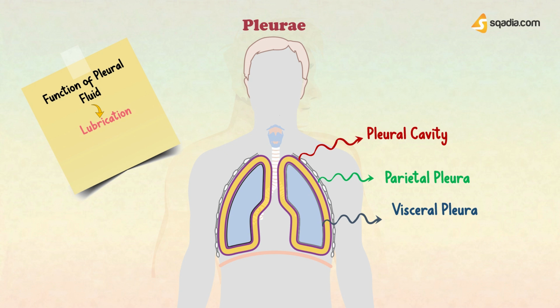Now, because pressure in the pleural cavity is lower than atmospheric pressure, it creates a pressure gradient that assists in lung inflation. I'll be explaining this a little bit later.